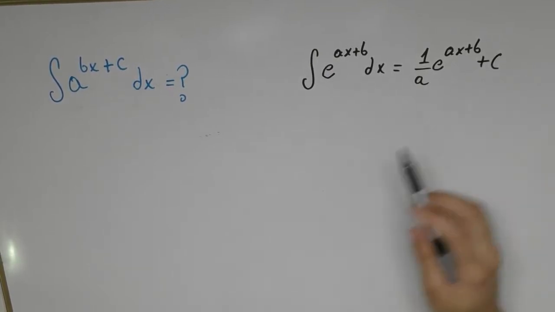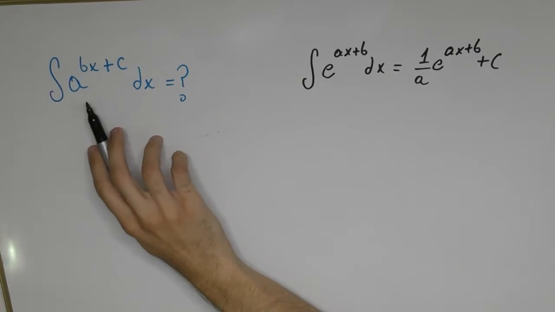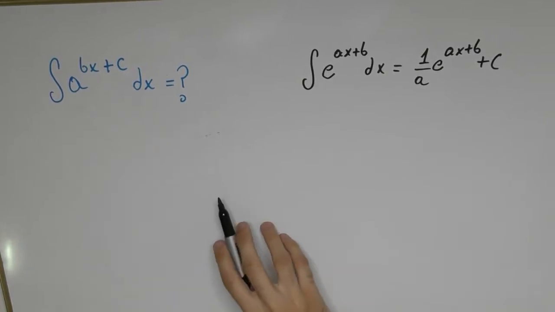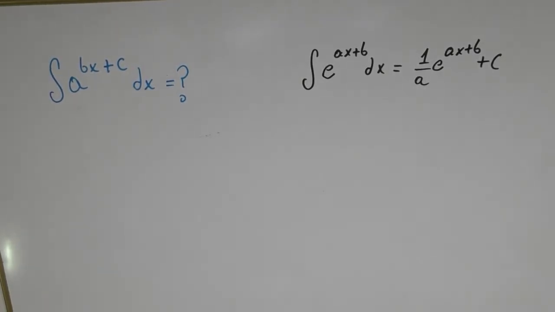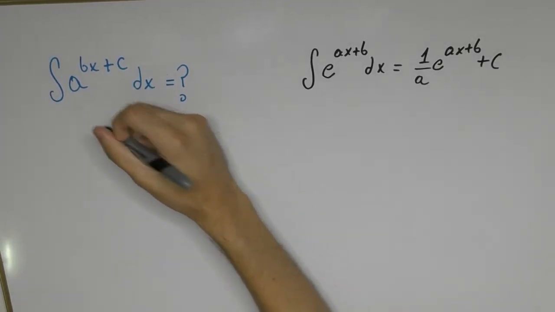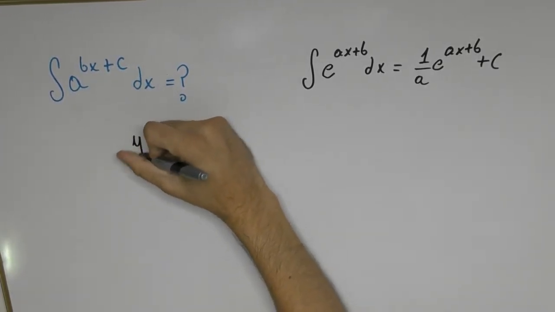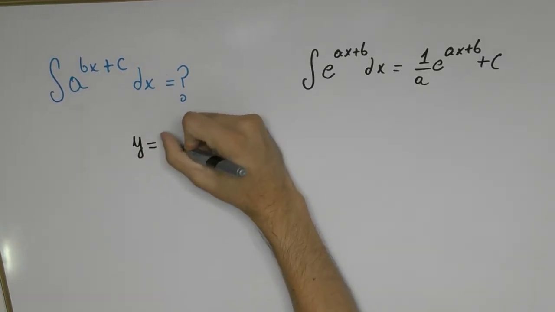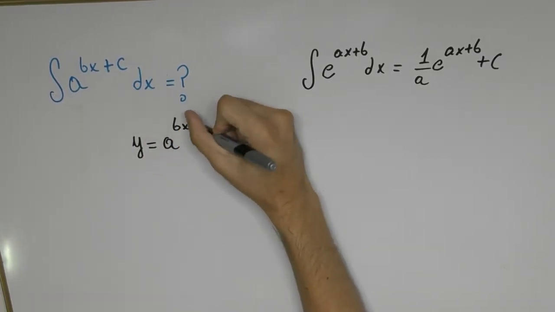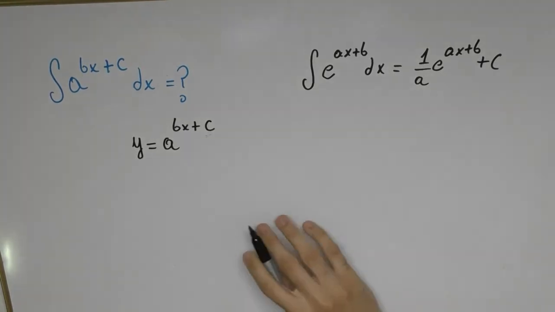Now what we would like to do here is to have something similar but for any base a we choose, just to generalize things further. So we're going to do a very nice trick that I like to do with these kind of problems, and we're going to start off by writing out a function y equals a to the power of bx plus c.